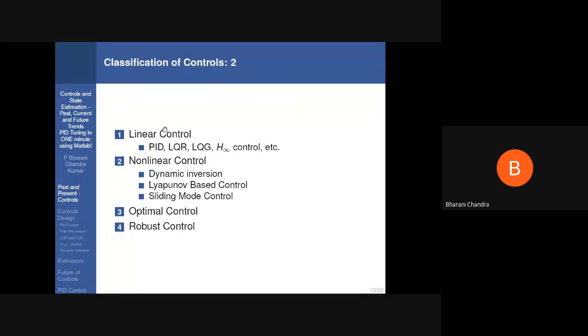And another classification, we can classify the control systems based upon whether the system and the control are linear, then we call it linear control. For example, PID, LQR, LQG, and H infinity control. And nonlinear control, in general, if the plant is nonlinear, then whatever control system we develop, we call it nonlinear. However, here the control itself can be nonlinear as well. So if the control or the plant is nonlinear, then we call it nonlinear control, which includes dynamic inversion or the Lyapunov-based controls like backstepping, sliding mode control and so on. And the next one is the optimal control and the robust control.